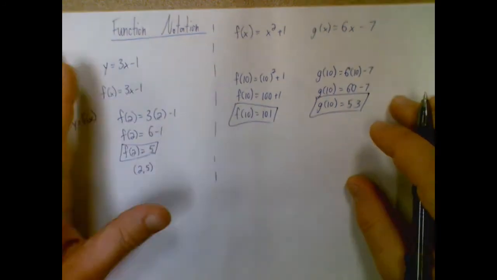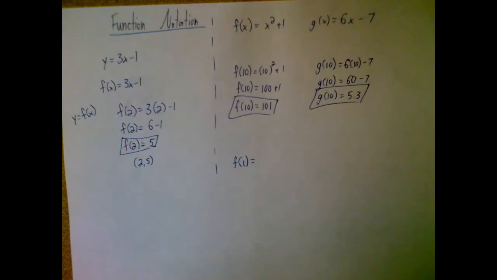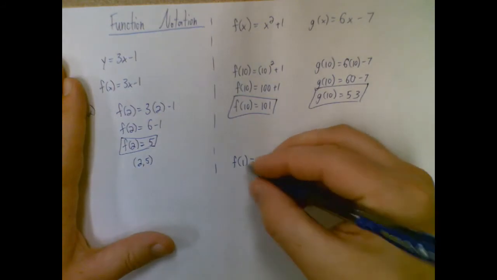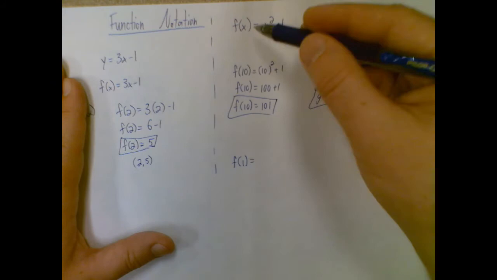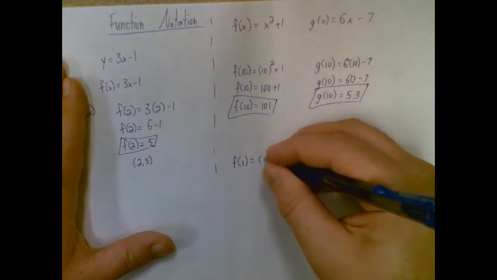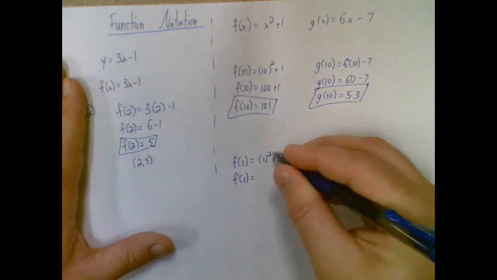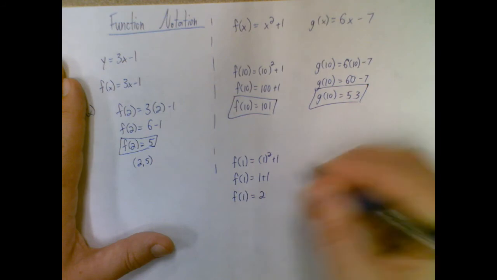Okay, so try this one. Try and find f of 1. Go ahead, pause the video for a second, see if you can do that quickly, and then jump back in. Hopefully you got that down. So we're going to plug 1 in. Which one am I plugging it into? I'm going to plug it into f, just this first one. So it's 1 squared plus 1. 1 squared is 1. So f of 1 comes out to be 2.